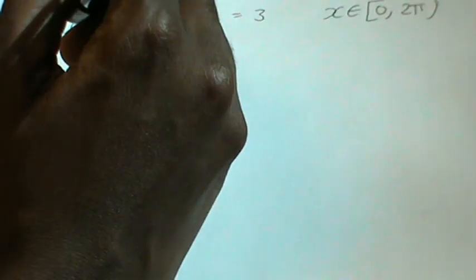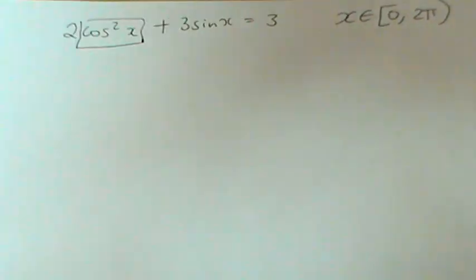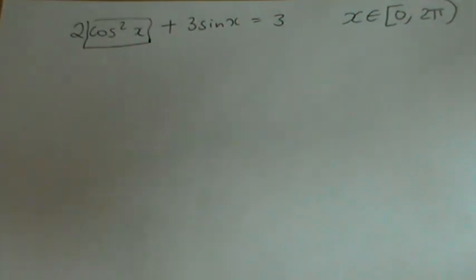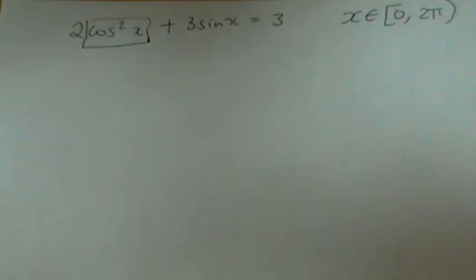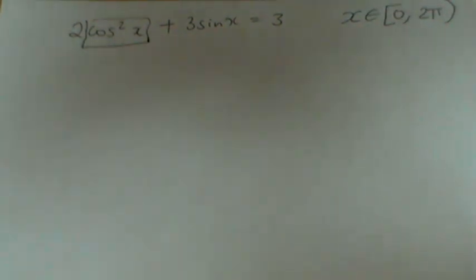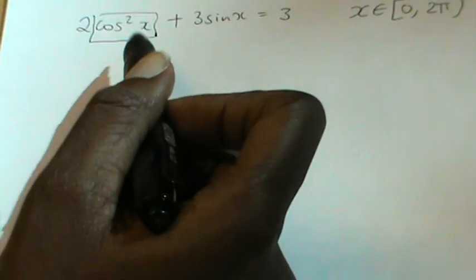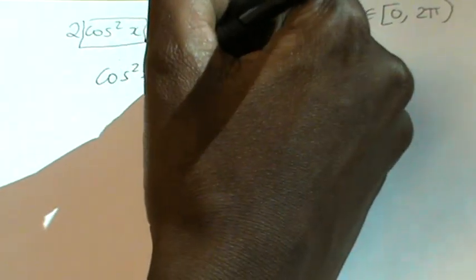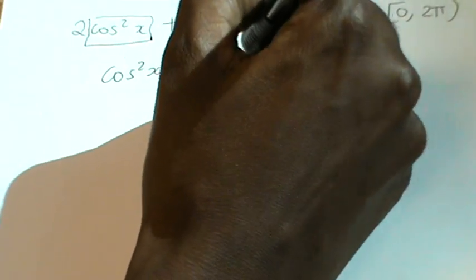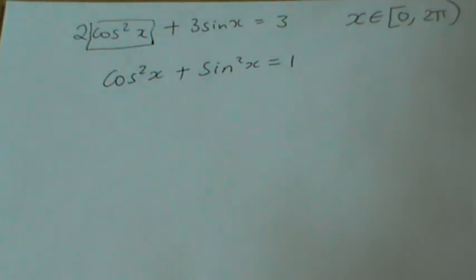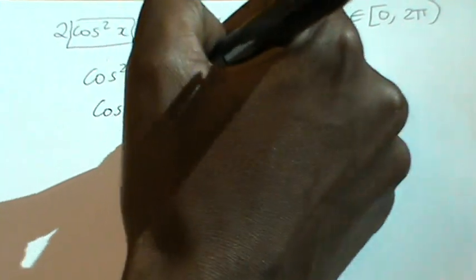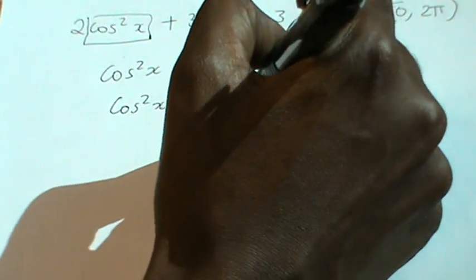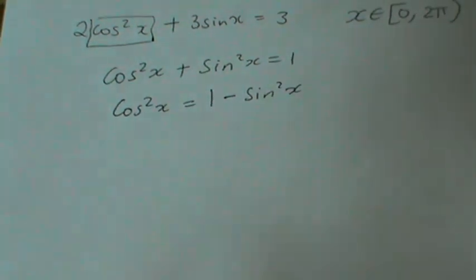Now if I look at this one over here, cos squared x, you need to remember an identity where I can change one of the trigonometric ratios in terms of the other one. So if you remember correctly, you should remember this identity, cos squared x plus sine squared x is equal to 1. And from here I can make cos squared x the subject of the formula. So cos squared x is equal to 1 minus sine squared x. So I hope you remember that.